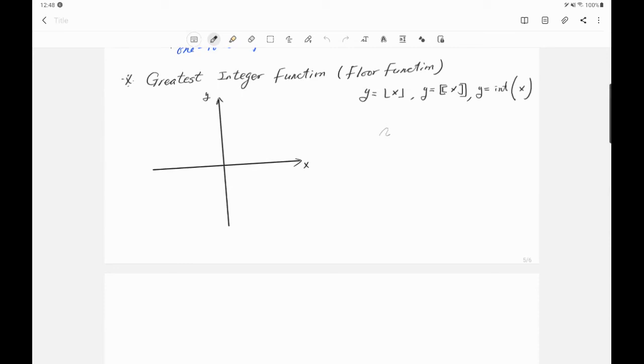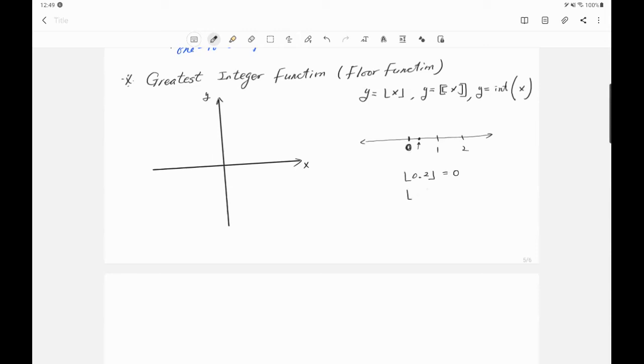So look at this. Here's a number line, and this is 0, this is 1 and 2. So if there's a number like 0.2, then 0.2 is not an integer, right? So we want to find the greatest integer that is equal to this number or less than this number. Since 0.2 is here, the greatest integer is 0, isn't it? So the answer will be 0.